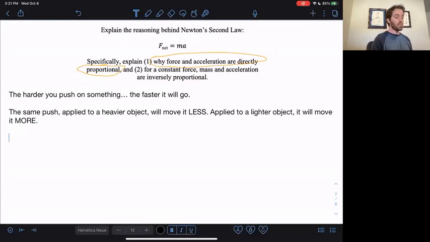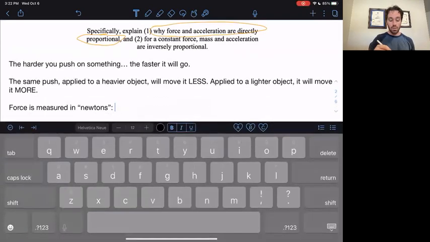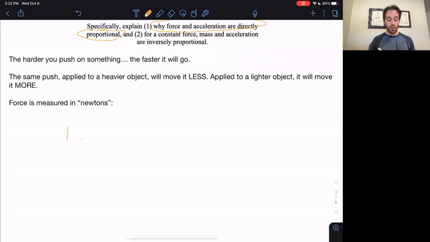Keep in mind, whenever you come up with a new quantity in science, you need a unit to describe that quantity. We've got kilograms for mass. We've got meters per second squared for acceleration. Now, force has its own unit. Force is measured in newtons. And a newton is what's called a derived unit in science. 1 Newton is equal to 1 kilogram meter per second squared.